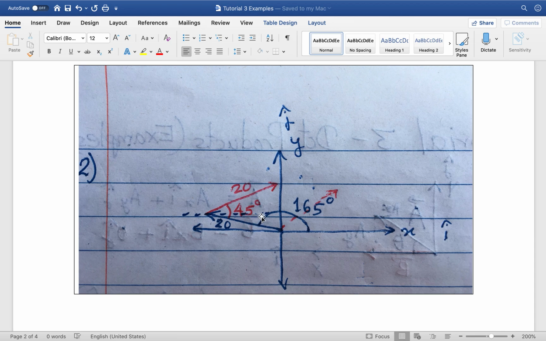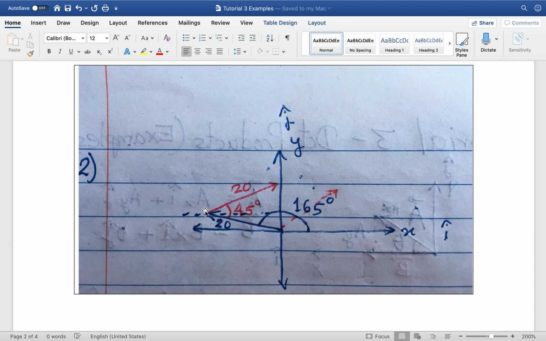You are also given this angle, 165 degrees, that vector A makes with the x-axis, and then you are also given this angle, 45 degrees, that vector B makes with vector A. Okay, so it's like that. So there are a few ways to find dot products. Let's use this method here.